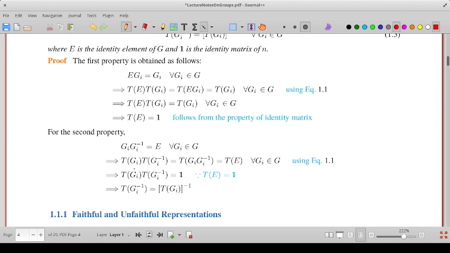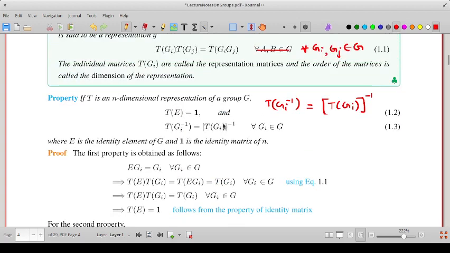So what does that say? The left hand side is Tgi times T of Gi inverse, but that should be equal to 1. So that means that this matrix is in fact the inverse matrix of the first matrix. So we have T of Gi inverse equal to the inverse of this first matrix, Tgi. So that proves both these properties.